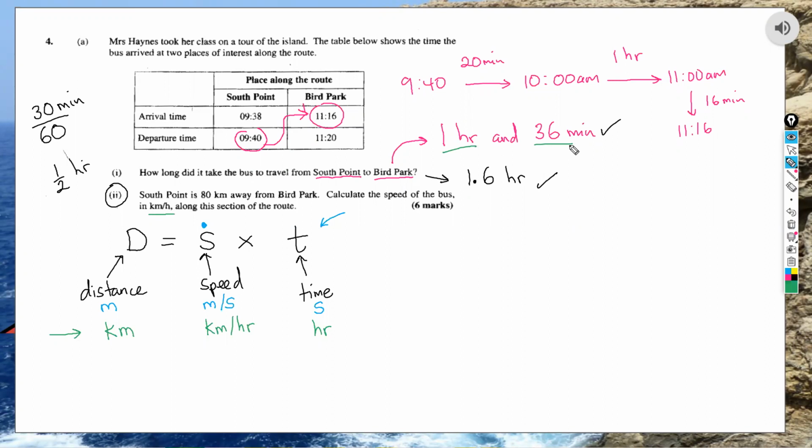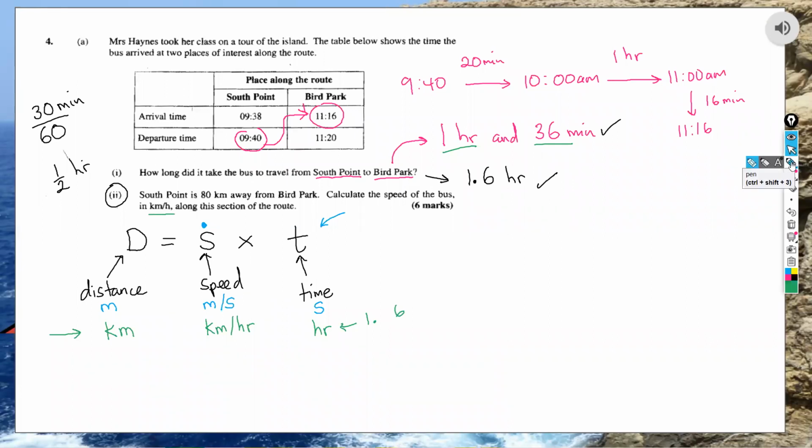A lot of y'all might be saying, well, obviously, but you'll be surprised how much students would write by mistake. You know what they would put for the time by mistake? They would put 1.36 hours. I've seen it over and over, but it's really 1.6.